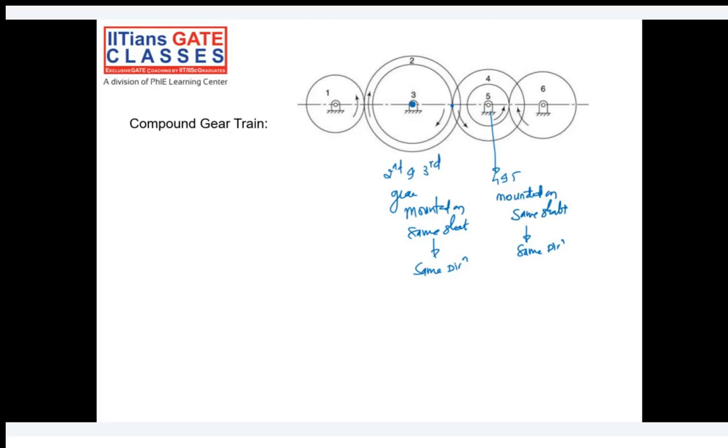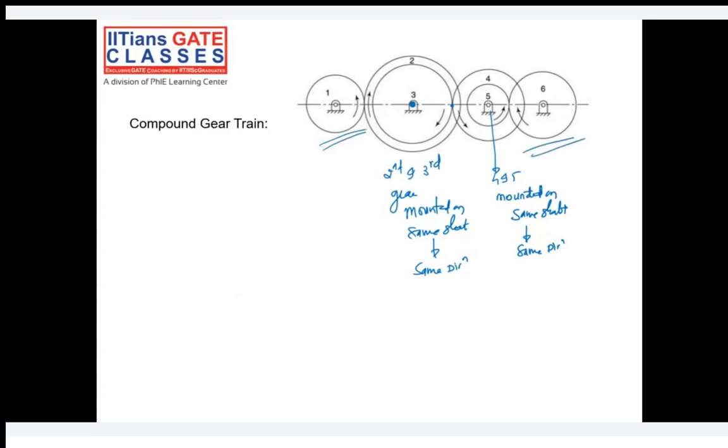Are you following? So here we cannot say that odd number gears and even number gears are, let's say, in the same direction, or make those kinds of conclusions here, because we don't know how many gears are there on each shaft. In the case of intermediate shafts, we can have more than one gear. Except the first and last shafts, which should have, let's say, a single gear.